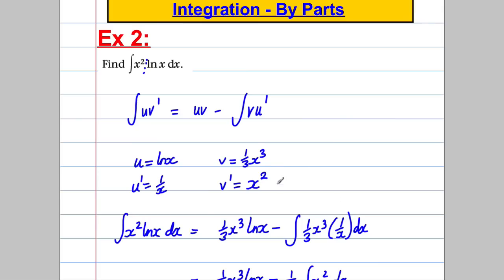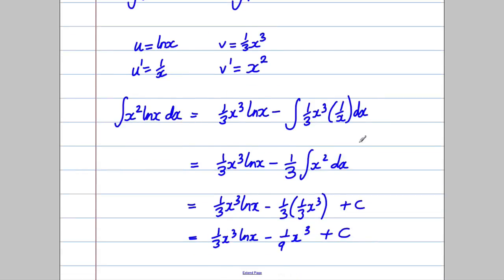Now, if I had chosen my v dash to be ln x, I didn't know the integral off the top of my head of ln x. So one, I couldn't do it, and secondly, it would have made it more complicated. The beauty of using this method is that it made this integral simpler and something I could work out.